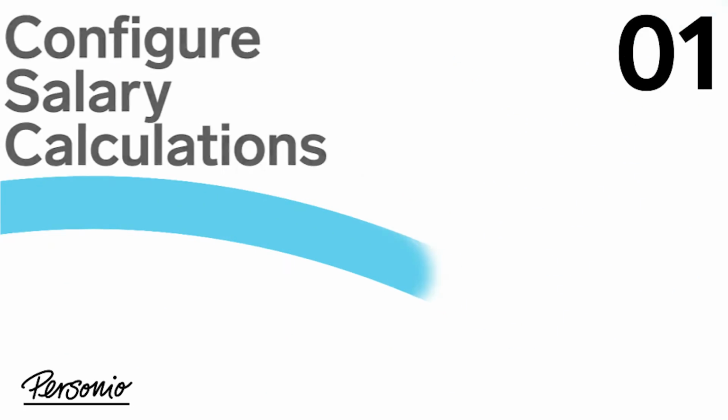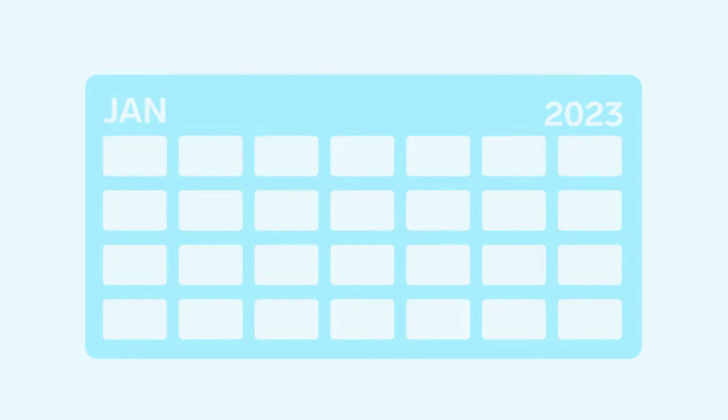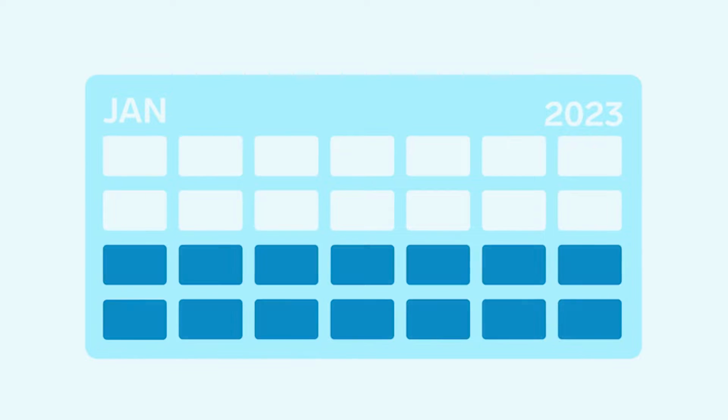Step 1. Configure salary calculations. Before importing salaries, you need to configure how prorated salaries are calculated. The prorated salary calculation is used to decide what proportion of their fixed salary employees get if they start or end in the middle of the month or change salary in the middle of the month.